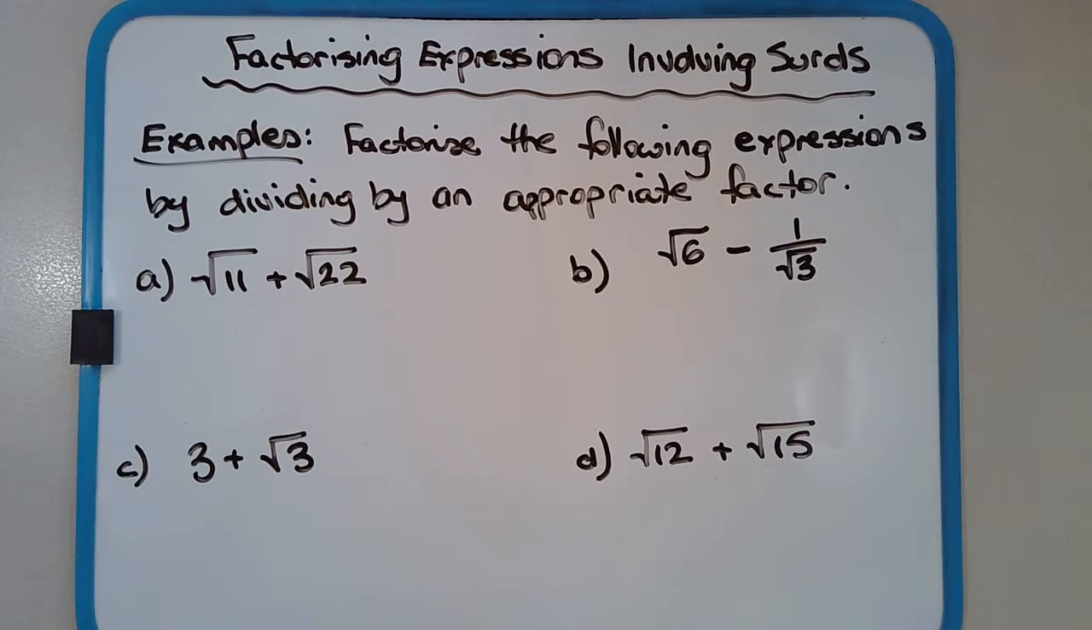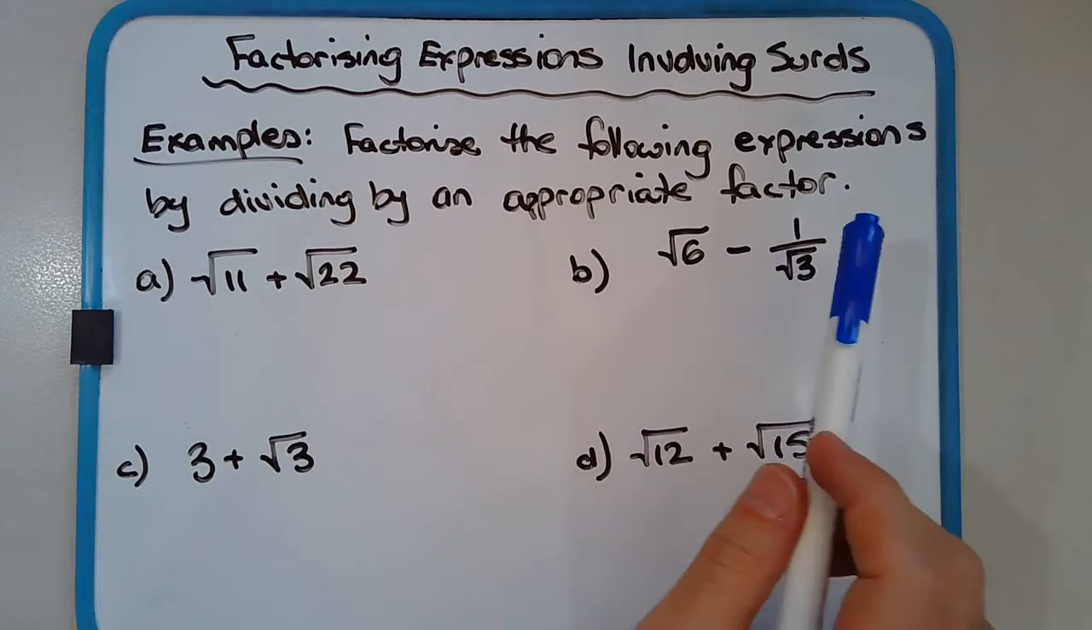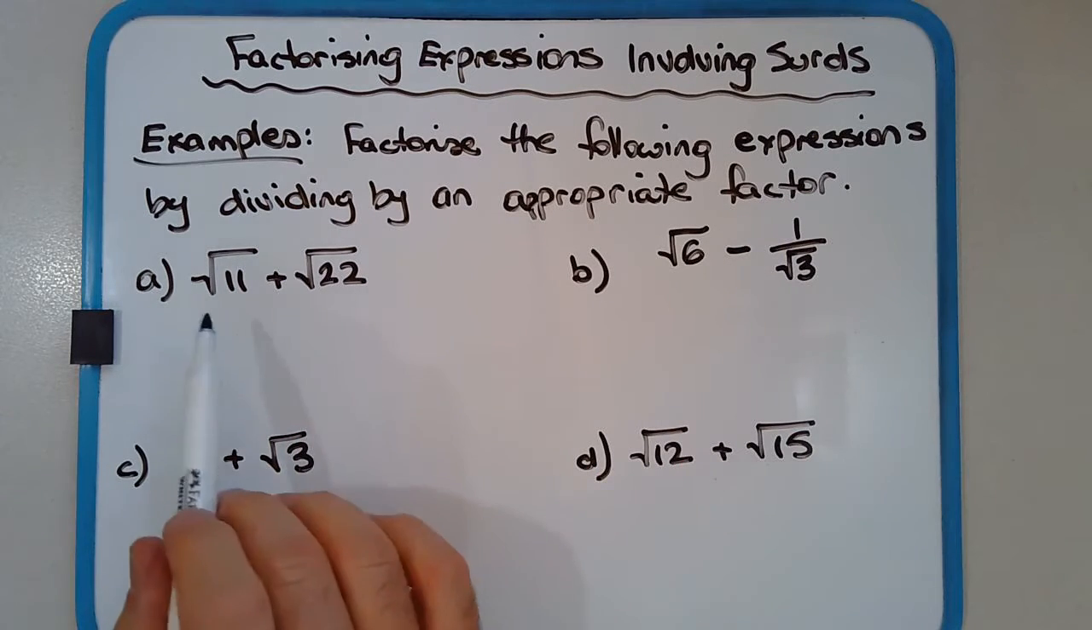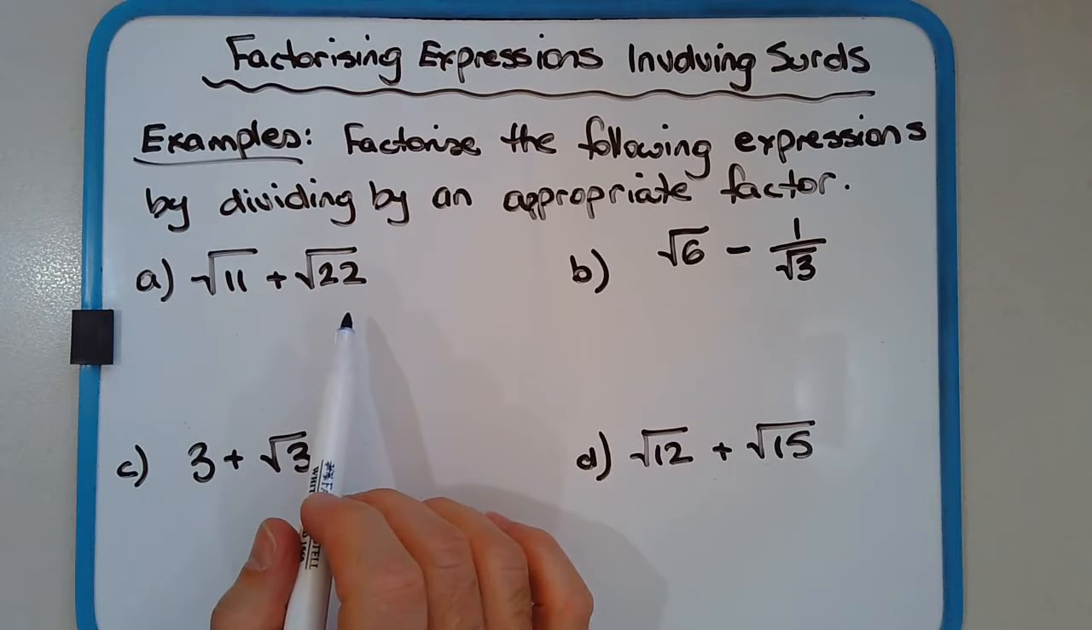Just like you can expand binomials involving surds, you can also factorise them. Let's have a look at some examples. Factorise the following expressions by dividing by an appropriate factor. Okay, so let's have a look at the first one, square root of 11 plus the square root of 22.